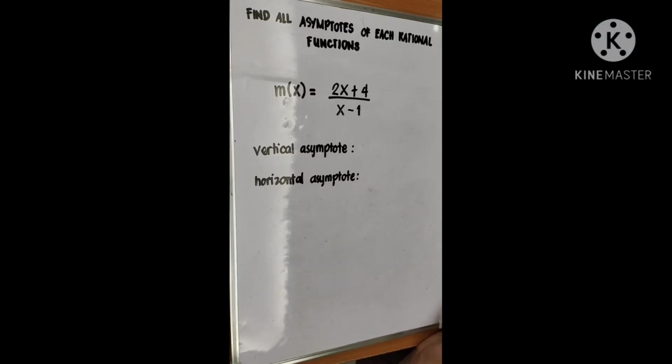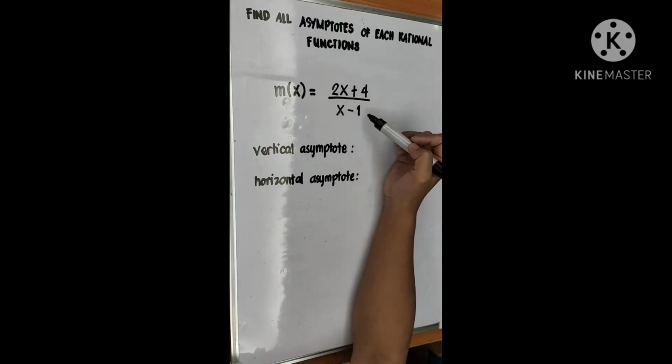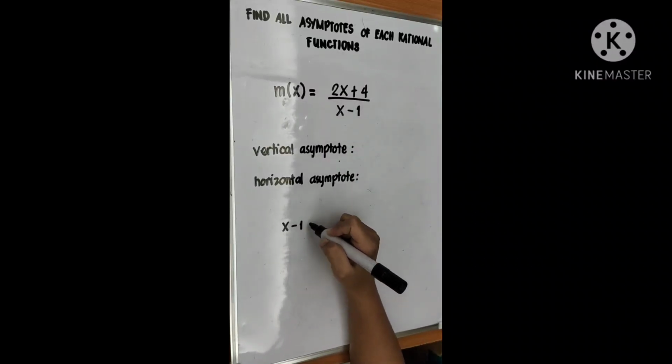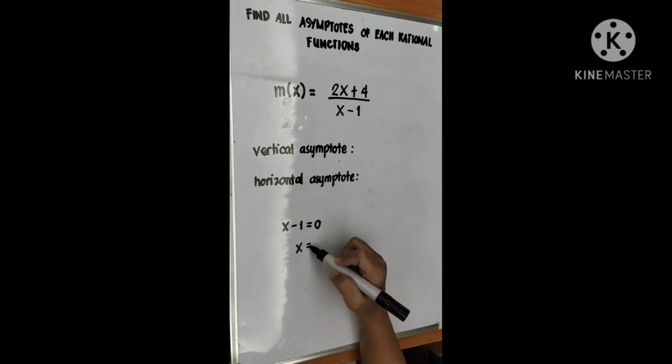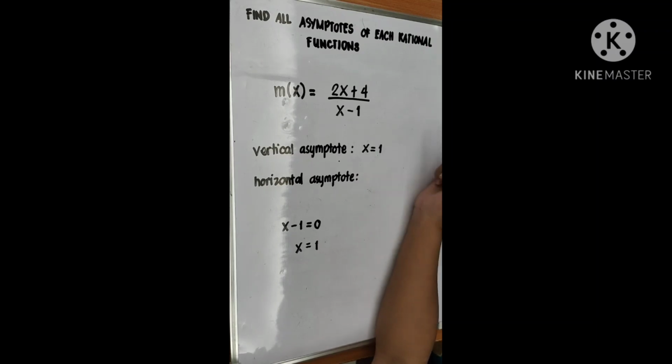Let us try to solve for the asymptote of our rational function. So we are given here rational function m of x, which is equal to (2x plus 4) all over (x minus 1). So to solve for the vertical asymptote, we will be needing the denominator x minus 1, and then we will equate this to 0, and we will be solving for the value of x. That value of x there is already our vertical asymptote. So vertical asymptote is x is equal to 1.